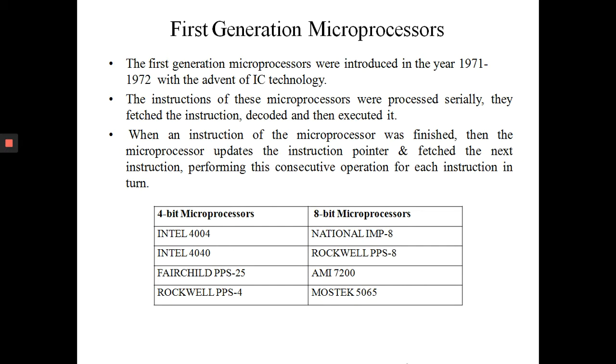The examples of first generation microprocessors are 4-bit microprocessors and 8-bit microprocessors. In 4-bit microprocessors, we have Intel 4004, Intel 4040, Fairchild PPS 25, Rockwell PPS 4. The examples of 8-bit microprocessors are National IMP 8, Rockwell PPS 8, AMI 7200, MOSTEC 5065.